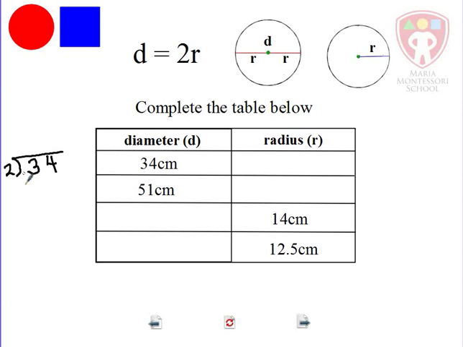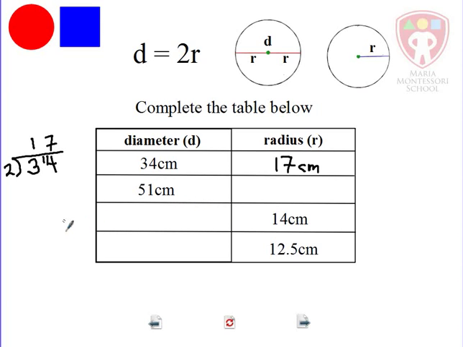This is short division because we're using a small number. How many 2's are there in 3? 1, remainder 1. How many 2's are there in 14? 7. So the answer should be what? 17. Don't forget your unit, centimeters.